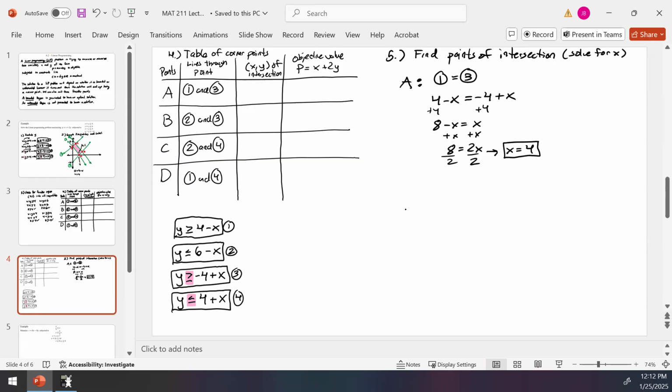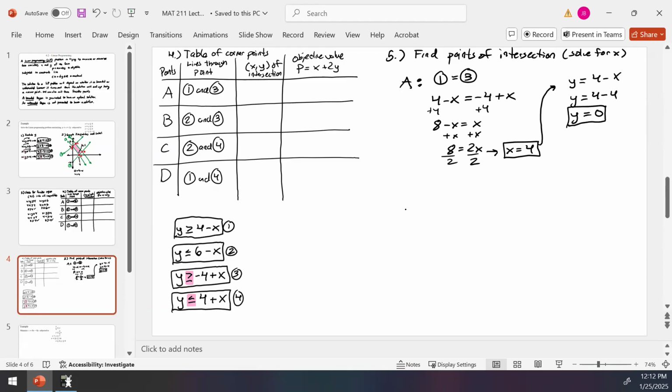Now, if you're wondering, what is the y value? Well, if you do recognize that this is the x-intercept, then you know y is 0. But if you do not recognize that, then you're just going to plug it into whichever of the equations 1 and 3. So I'll plug it into equation number 1. y equals 4 minus x. And so y is equal to 4 minus 4, and so y is equal to 0.